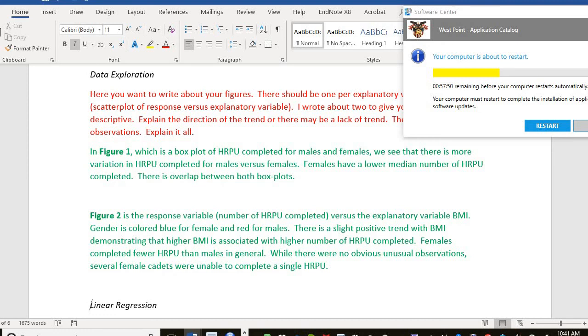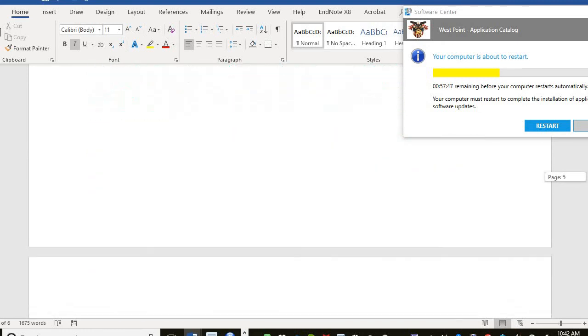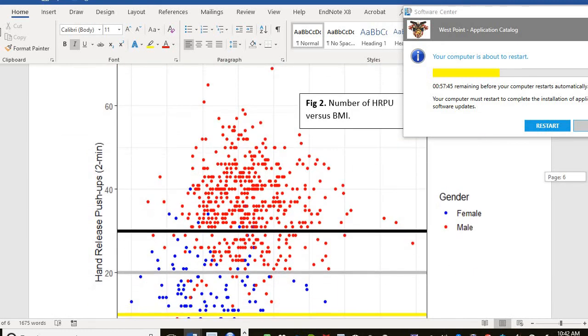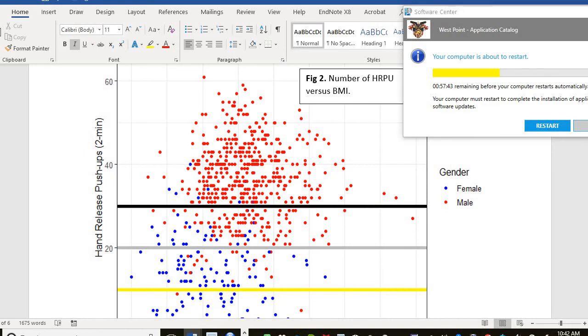So you see me explaining it. In our work, the figures are always at the end, so you can see the figures down here. All the figures need to have captions. Again, you can't go wrong if you're duplicating what I'm doing, and if something's different, then it'll show. See, I have my figure caption here. Number of hand release push-ups versus BMI, so you can see it. I have a little bit more than that, but.